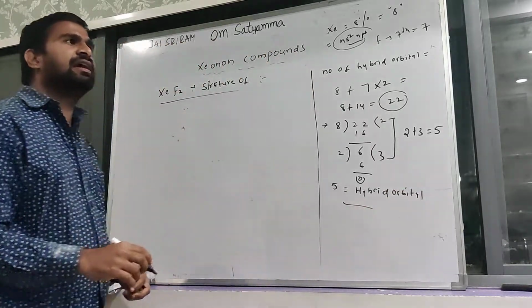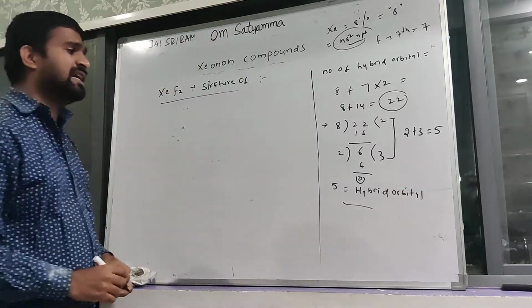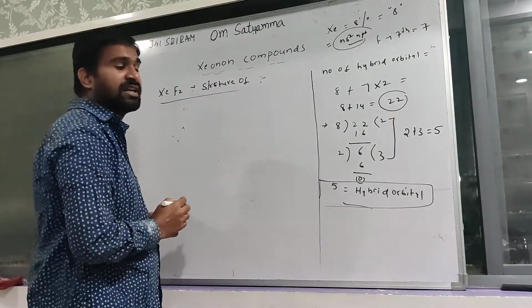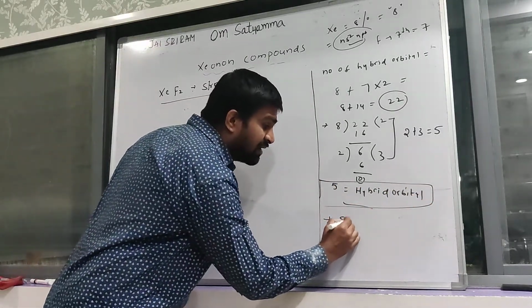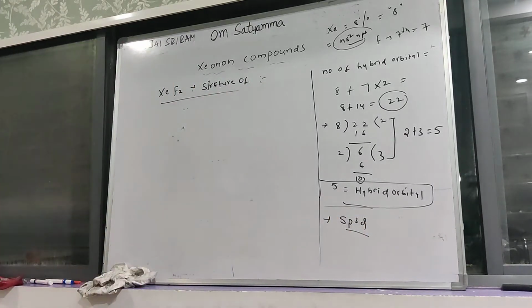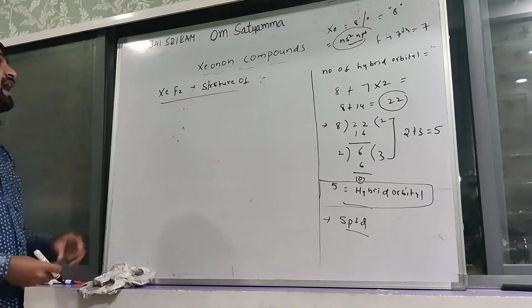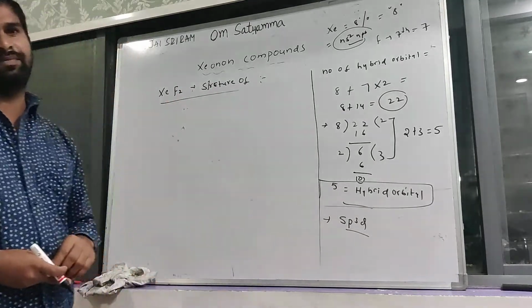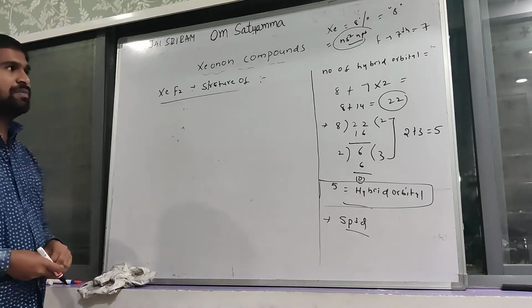If in any given compound the central atom has 5 hybrid orbitals, which hybridization does it undergo? sp3d hybridization. You may not know the hybridization of xenon difluoride, but you can find it out, since you know the chemical formula of xenon difluoride.